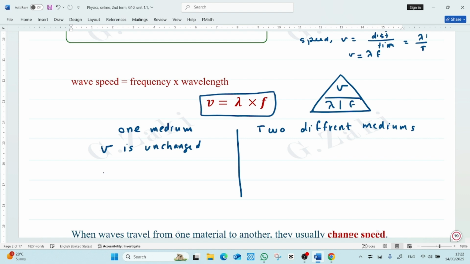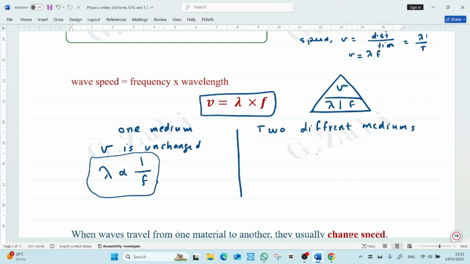It means that the wavelength is inversely proportional to the frequency. When the frequency increases, the wavelength decreases. So in the same medium, the speed is constant, and the relation between lambda and the frequency is an inverse relation.